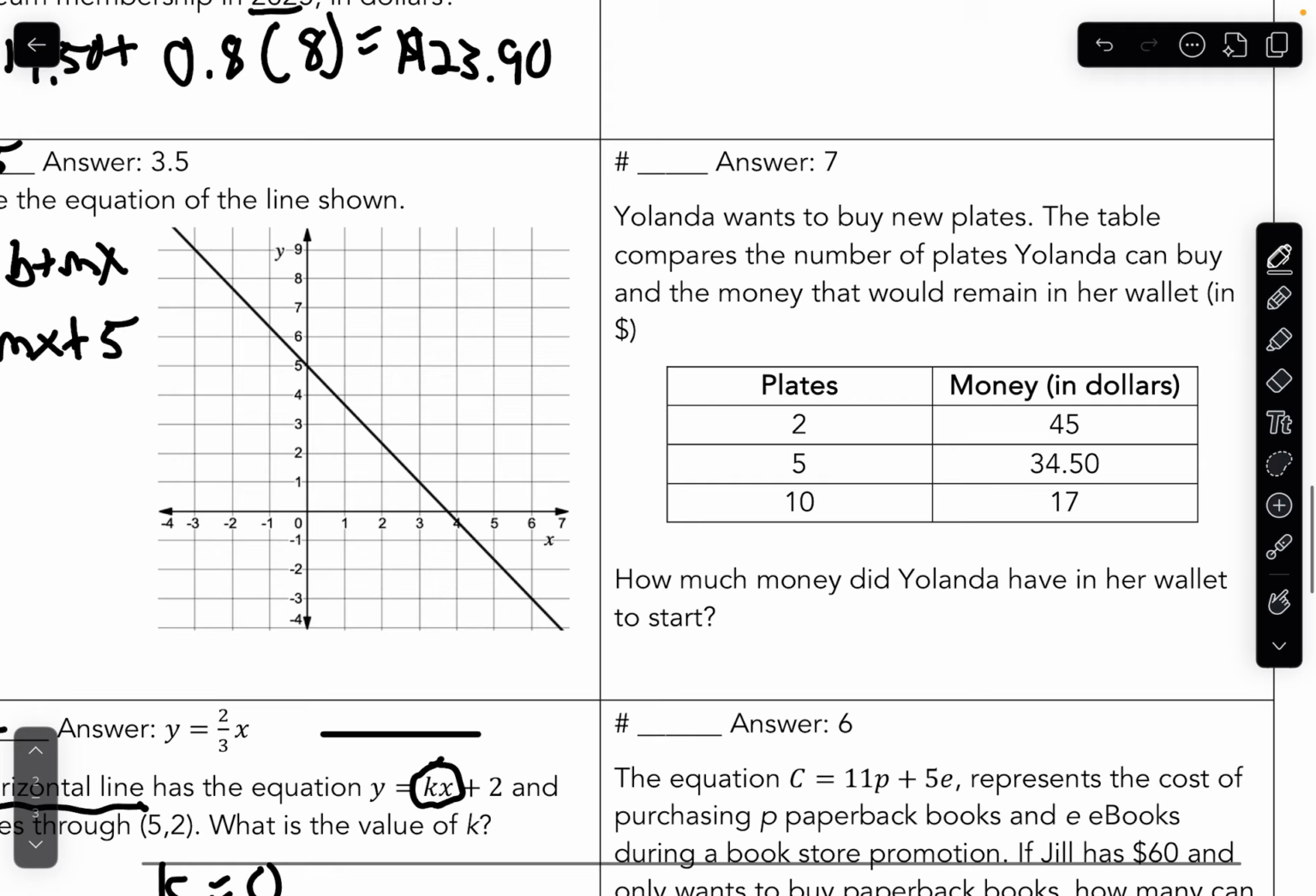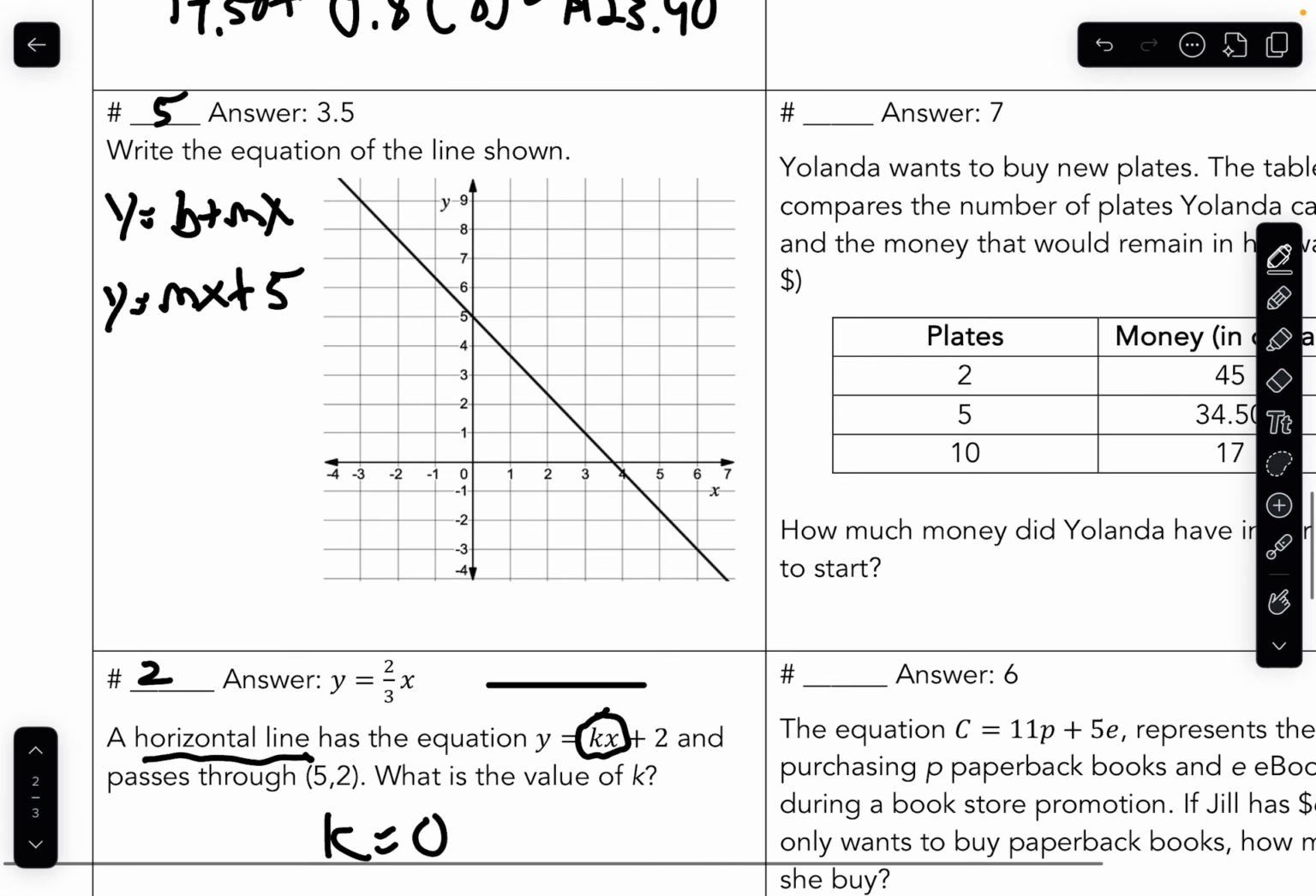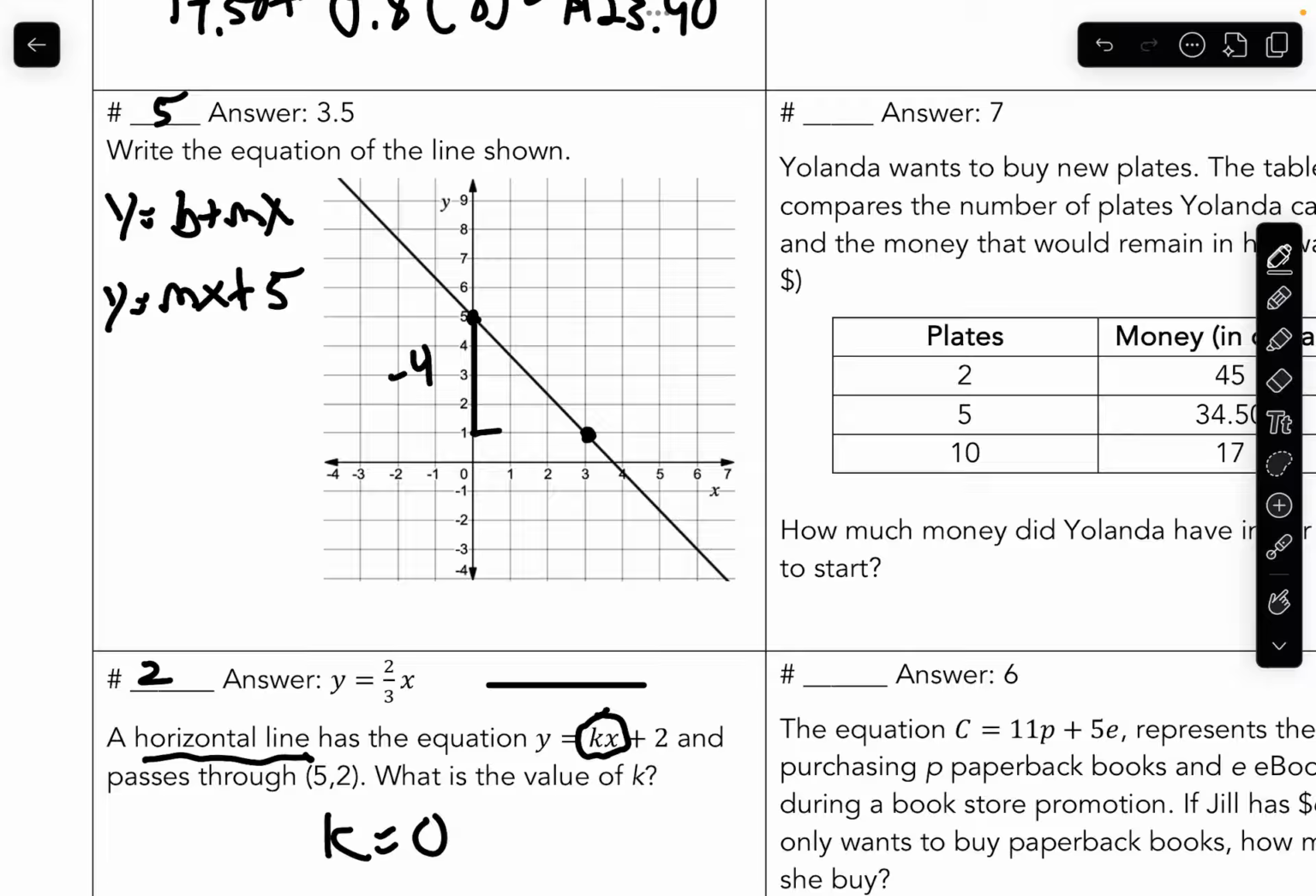Well, why don't we count to get m? You know what I'm saying? We see this point on the line, just follow it until you see another point, and you go down 1, 2, 3, 4, so we go down 4, to the right 1, 2, 3. So it's negative 4/3 x plus 5. And that's the equation, because that's 3.